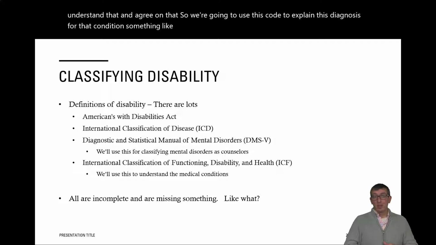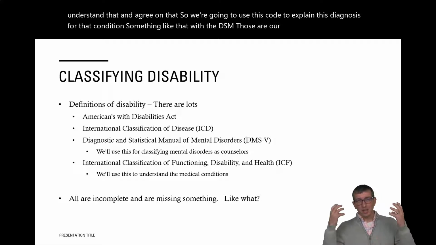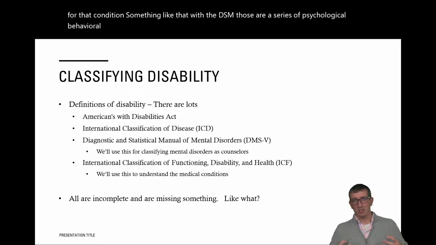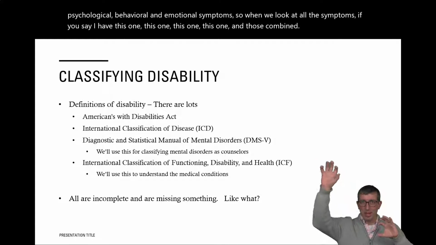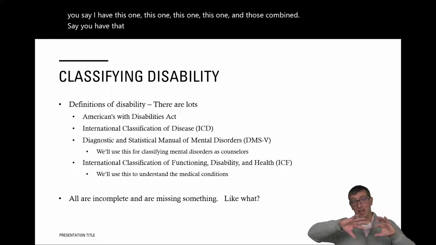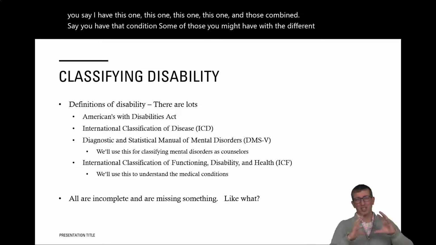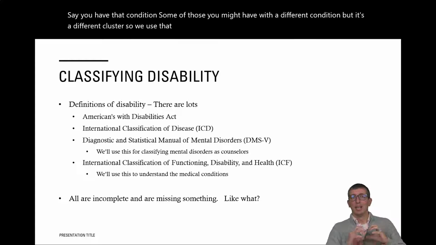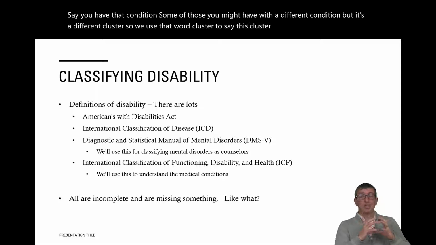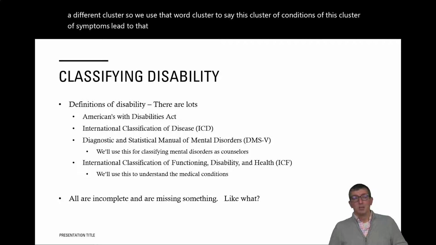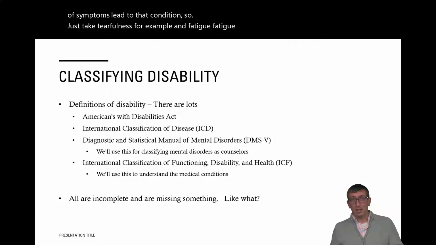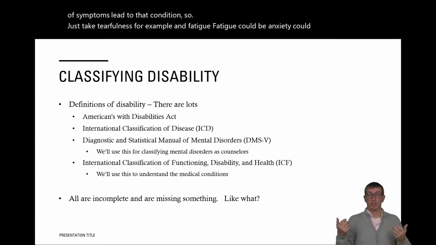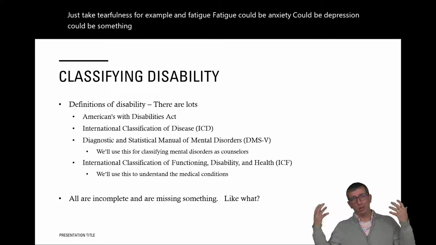With the DSM, those are a series of psychological, behavioral, and emotional symptoms. So when we look at all the symptoms, if you say, I have this one, this one, this one, and those combined say you have that condition. Some of those you might have with a different condition, but it's a different cluster. So we use that word cluster to say this cluster of symptoms leads to that condition. So just take tearfulness, for example, and fatigue. Fatigue could be anxiety, could be depression, could be something neurological, could be a whole bunch of things.